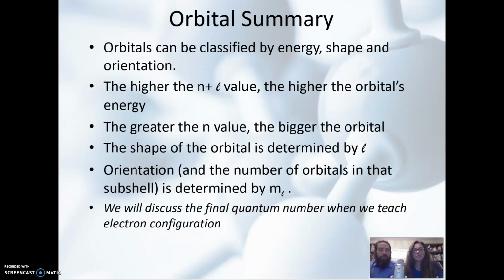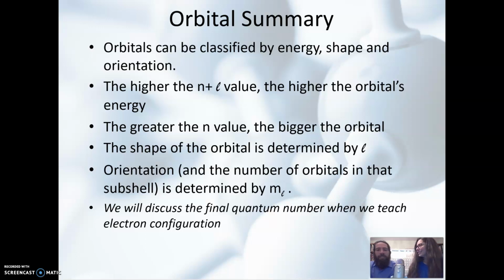So here's a summary. Orbitals can be classified by energy, n and L. We'll get to that in the next video. Shape, which is defined by our L. We have our spheres, our dumbbells, cloverleaf shape, and then many different shapes for F. And our orientation, which is given by the m sub L. M sub L also tells us the number of orbitals that we have. If we have all 3, that defines that orbital.